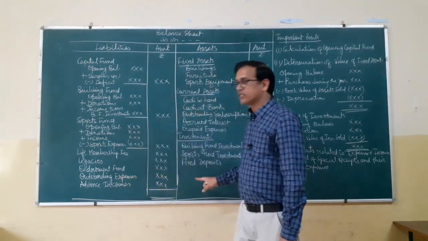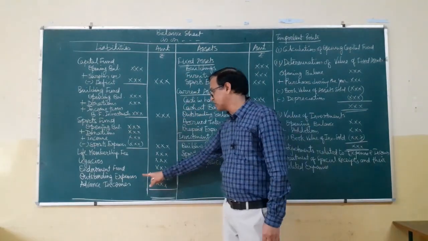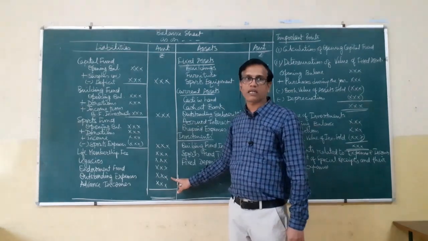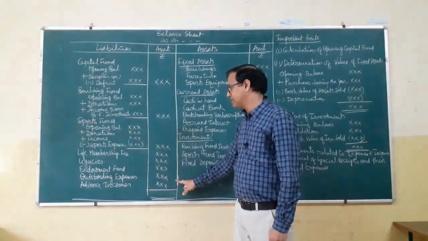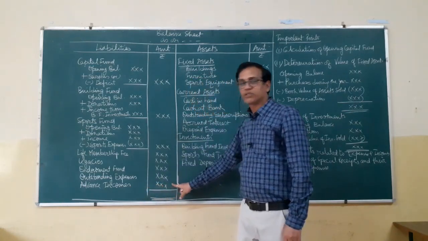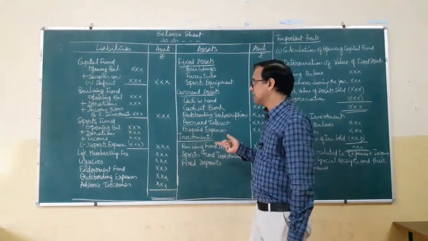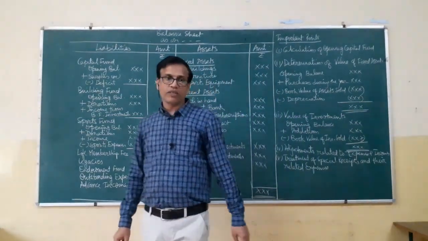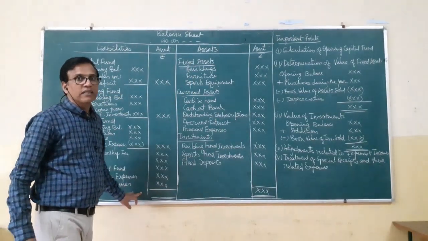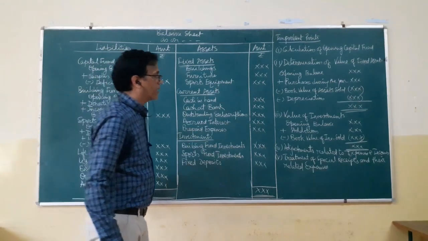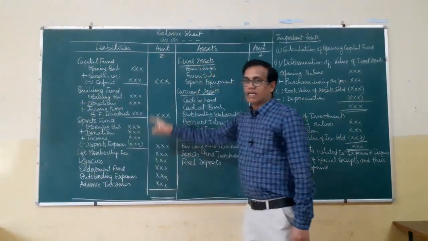Then outstanding expenses. We know that expenses which have not been paid during the year are our outstanding expenses. We will take them to the liability side. Then advance incomes. If any income has been received in advance, like subscription, we saw an item yesterday, then that is our liability for the time being. So this is our liability side.